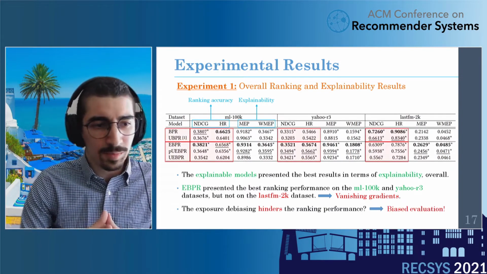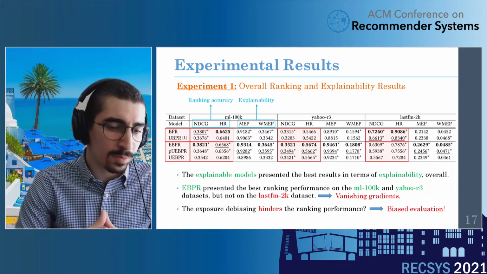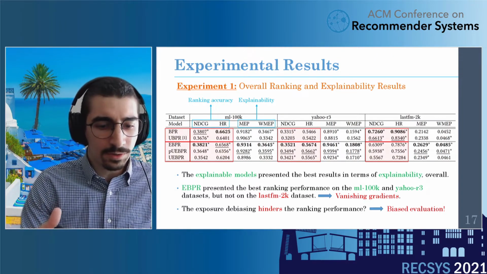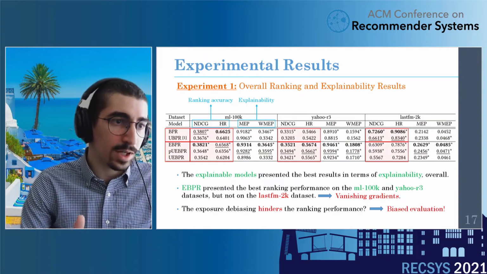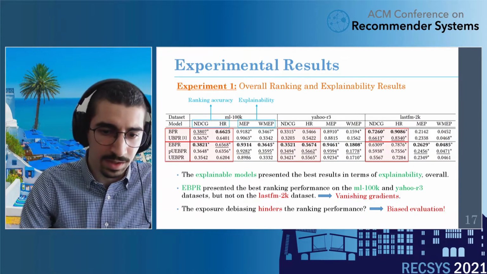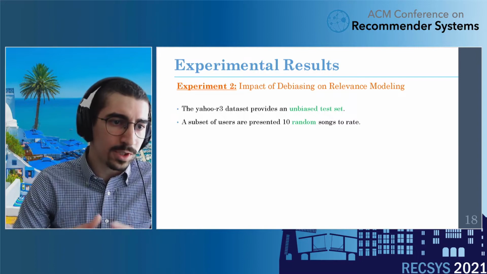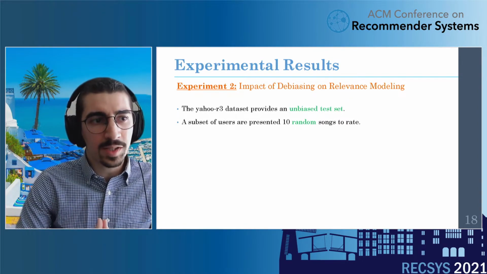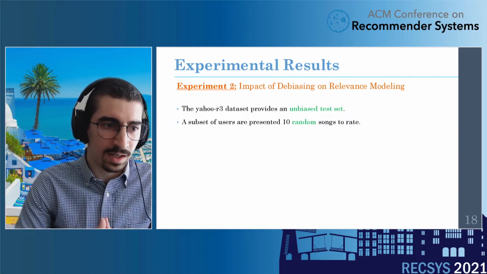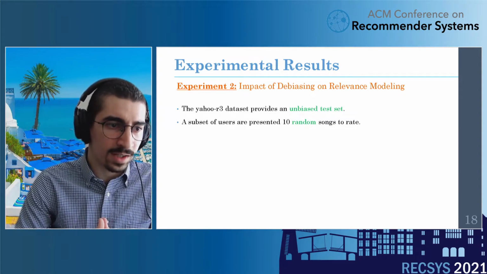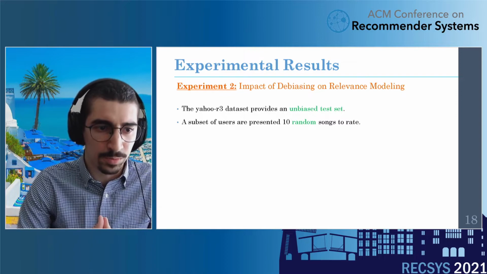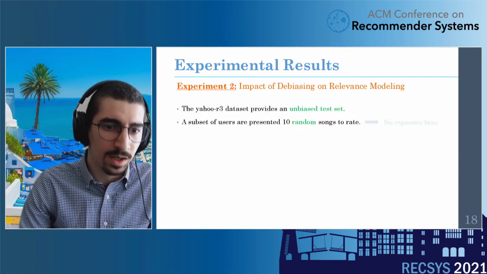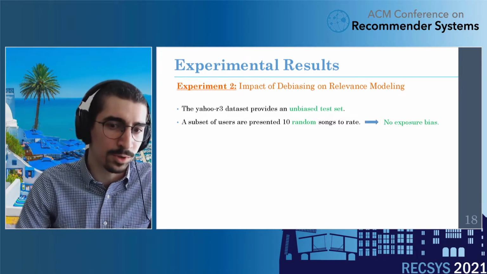Finally, the exposure debiasing seems to be hindering the ranking performance. However, even though we eliminated the bias in the training, the evaluation is still biased. And so to truly assess the impact of the debiasing on the relevance modeling, we perform experiments on the unbiased test set from the Yahoo R3 dataset, where a subset of users were presented 10 random songs to rate, which ensures that there is no exposure bias there.